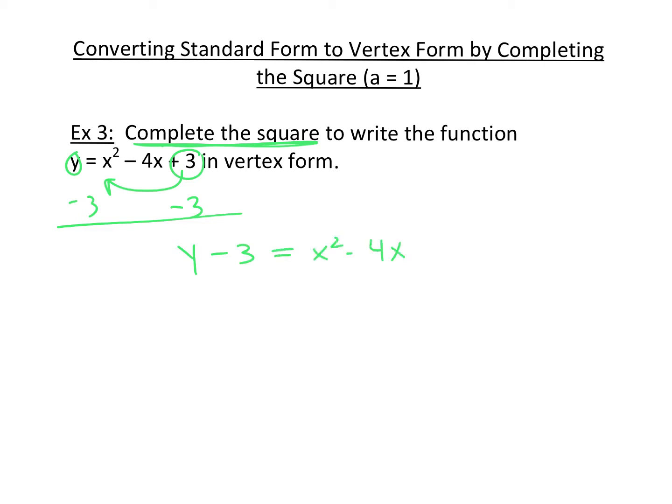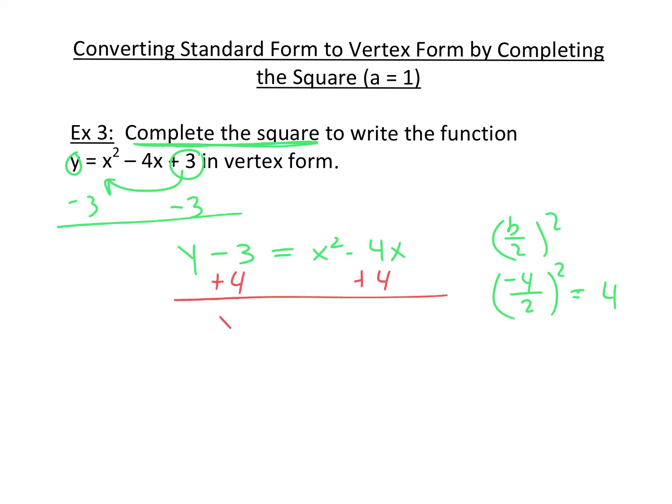I'm going to follow the same second step, which is to complete the square, which means you're going to take half of b and square it. So I'm going to take half of -4, and I'm going to square it, which is going to give me -2 squared is 4. That gets added to both sides. So I'm going to add 4 to both sides of my equation. I now have y plus 1 equals x squared minus 4x plus 4.